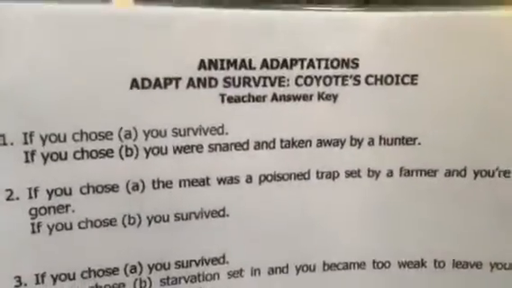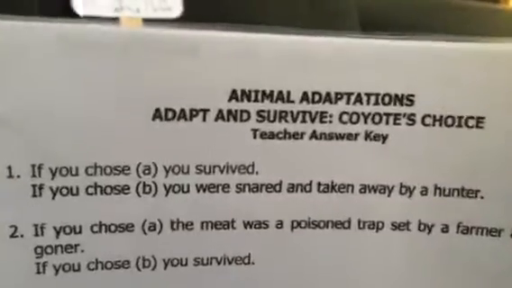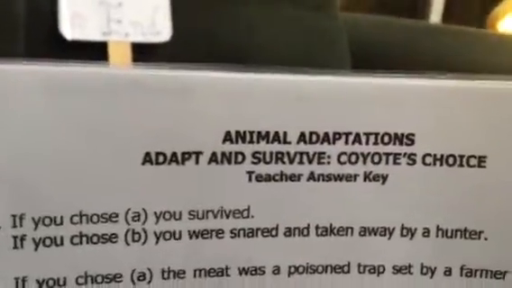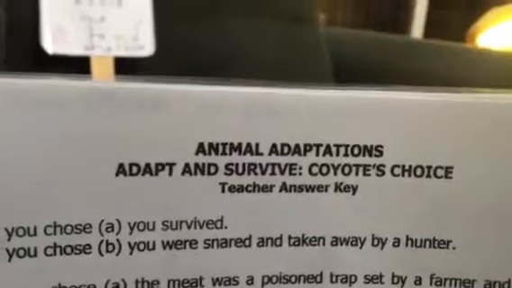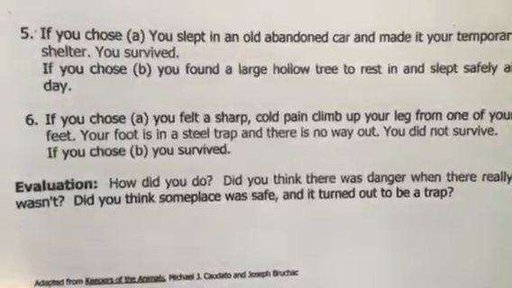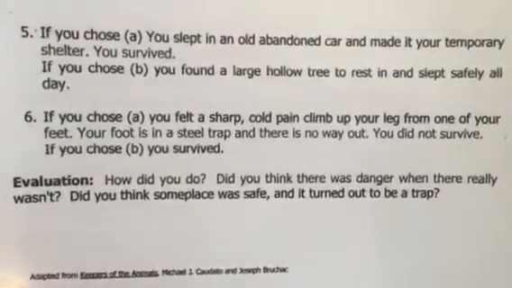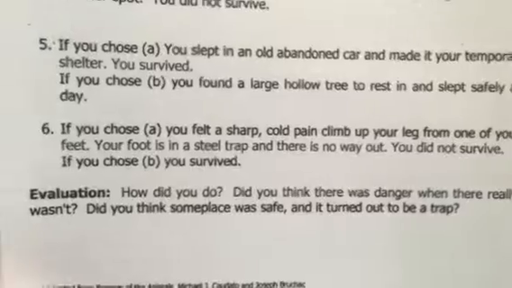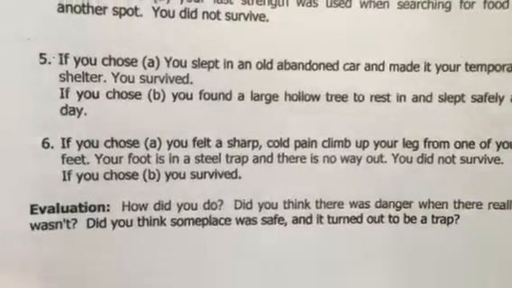And then the last page gives you the answers and tells you why. Like for instance, number 1, if you chose A, you survived. But if you chose B, you were snared and taken away by a hunter. So not a very happy ending there. But at the end, it says, how did you do? Did you think there was danger when there really wasn't? Did you think someplace was safe and it turned out to be a trap? There are other questions you could kind of think ahead and come up with.